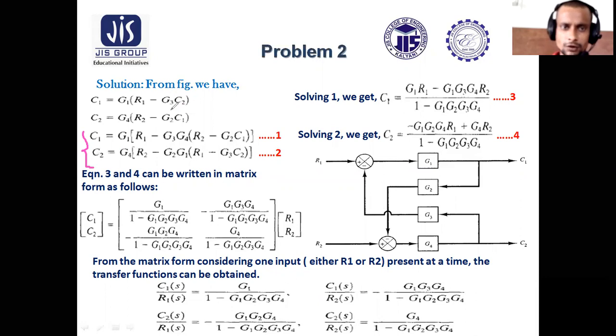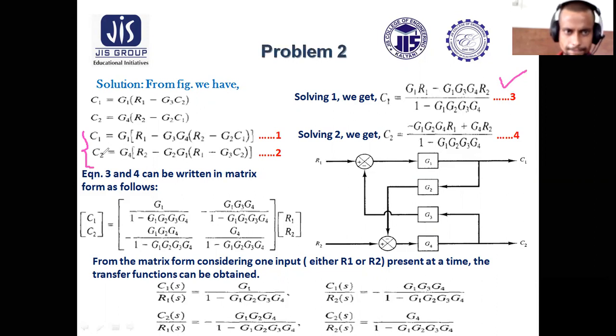Now from equation 1, this equation can also be written as C1 equals what? G1 R1 minus G3 G4 into R2 into G1. This G1 will be divided by 1 minus G1 G2 G3 G4. Now how did we get this equation? How did we get this equation?